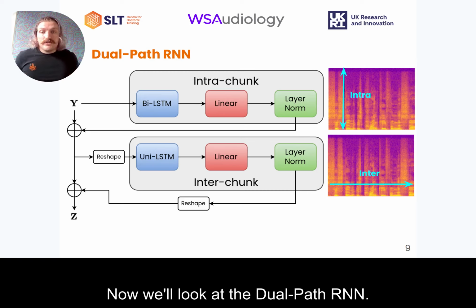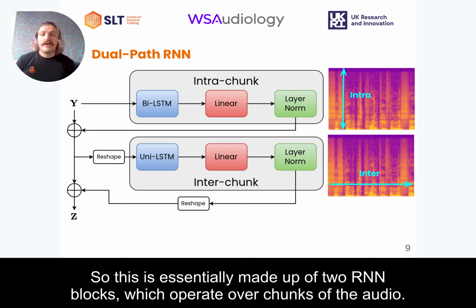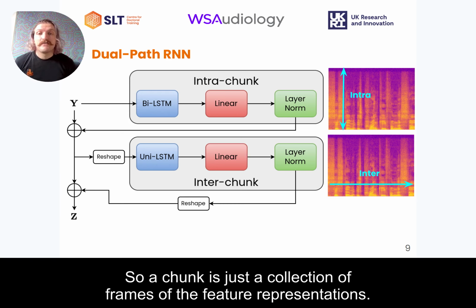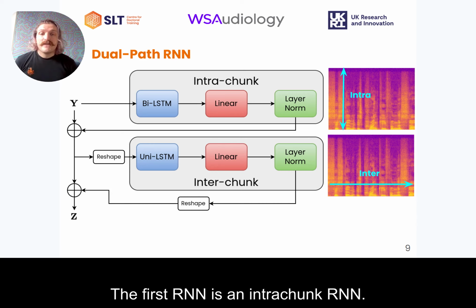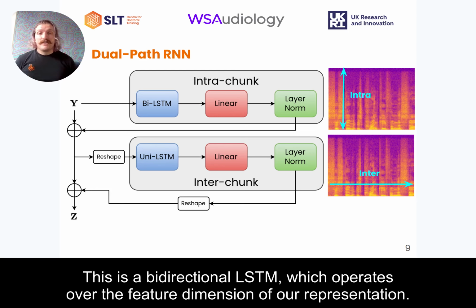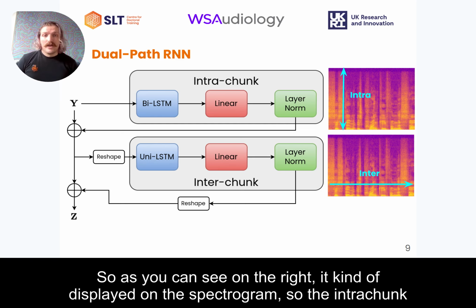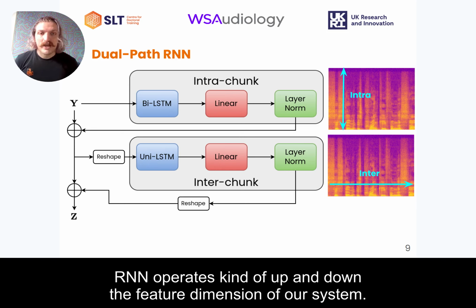Now I'll look at the dual path RNN. This is essentially made up of 2 RNN blocks, which operate over chunks of the audio. A chunk is just a collection of frames of the feature representations. The first RNN is an intra-chunk RNN. This is a bidirectional LSTM, which operates over the feature dimension of our representation. As you can see on the right, displayed on the spectrogram, the intra-chunk RNN operates up and down the feature dimension of our system.